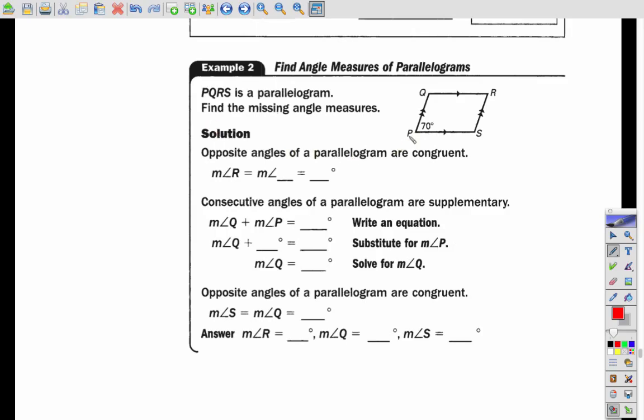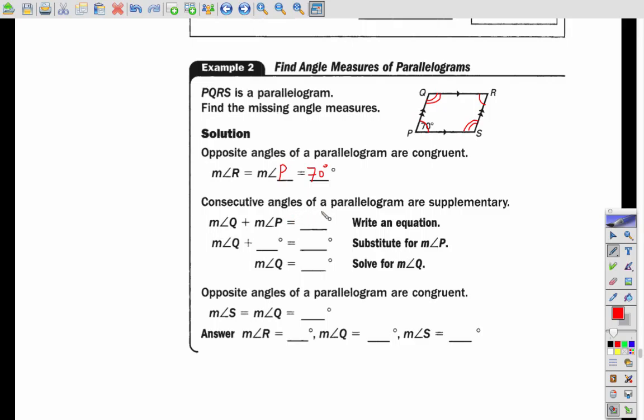Let's look at example 2. PQRS is a parallelogram. Find the missing angle measures. So I know if I have 70 here, this must be 70. And then I need to find Q. And if I find Q, I would have S because opposite angles are congruent in a parallelogram. So we said that because angle R is congruent to angle P, their angle measures must be the same at 70 degrees, right?